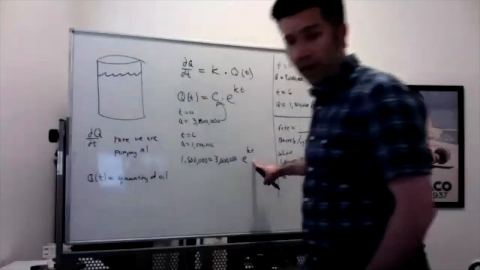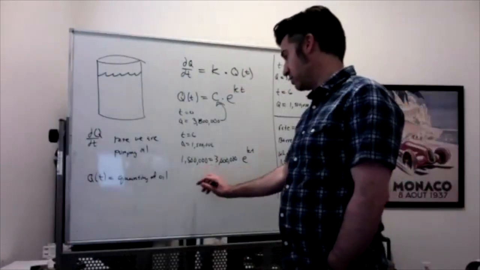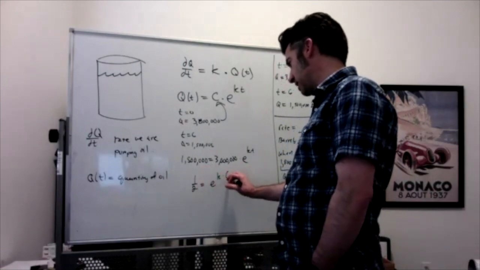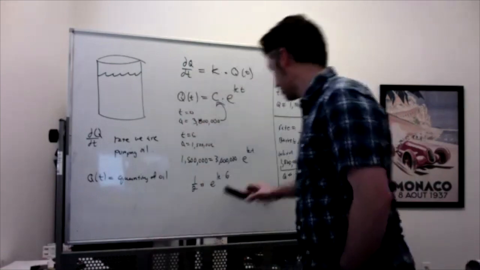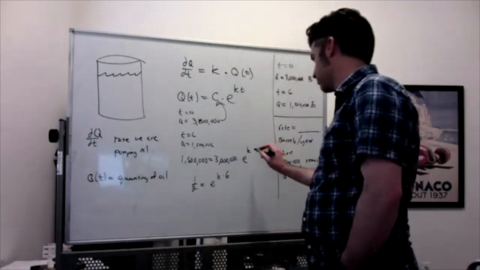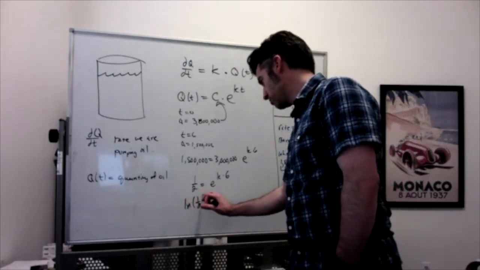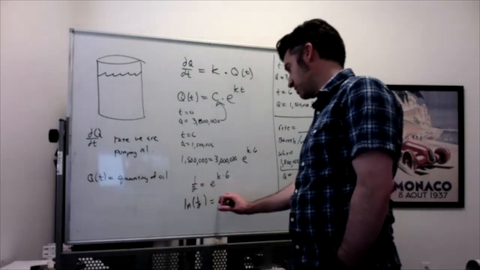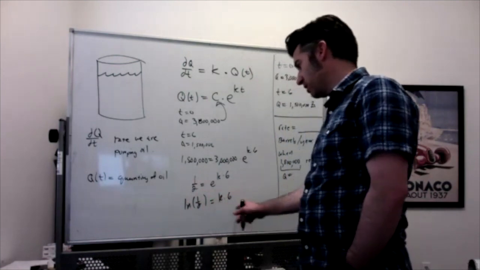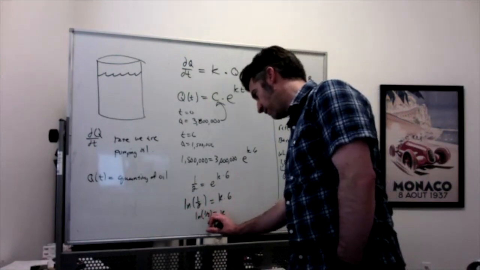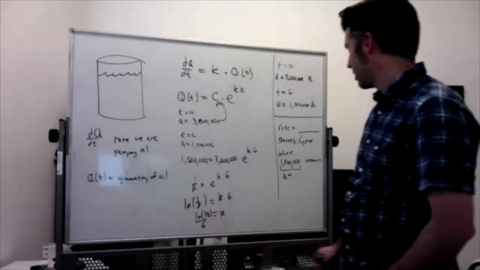We can solve for k. Divide both sides by 3 million, you get 1/2 equals e to the k times 6. Sorry, I forgot to plug in that 6 for t there. And then take the natural log of both sides. Natural log of e to the k times 6 is just k times 6. Divide by 6. So k is the natural log of 1/2 divided by 6.